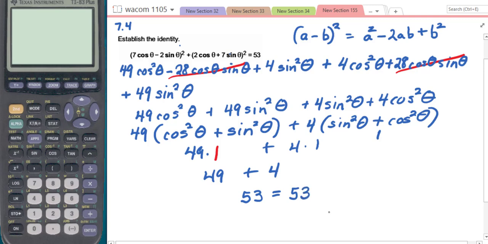So we have established this identity, and they ask in the questions, this came from my math lab, they ask in the questions, the last one, which of the identities helped us to do this, and it was the Pythagorean identity, and we used it twice.